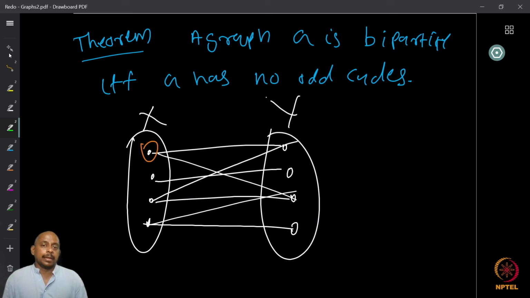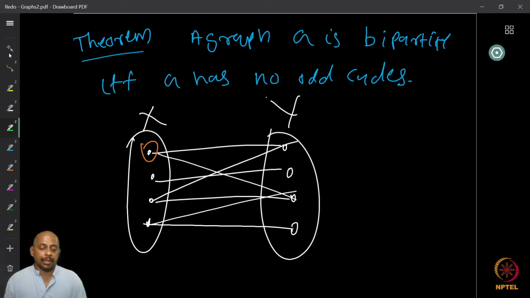Now this is a very important theorem. A graph is bipartite if and only if the graph has no odd cycles. I want you to try to think about proving this. We will prove it here, but just think about this for some time. One part is immediate: if the graph is bipartite, then it cannot have odd cycles.